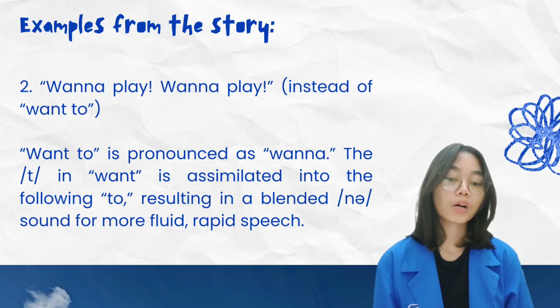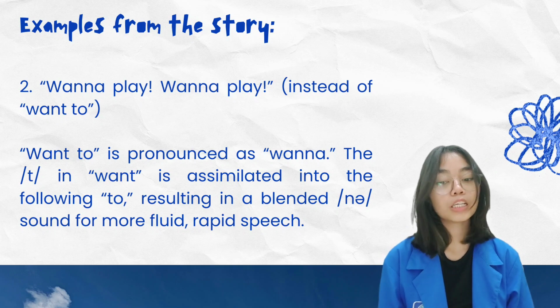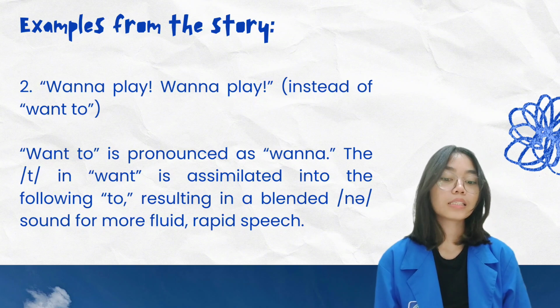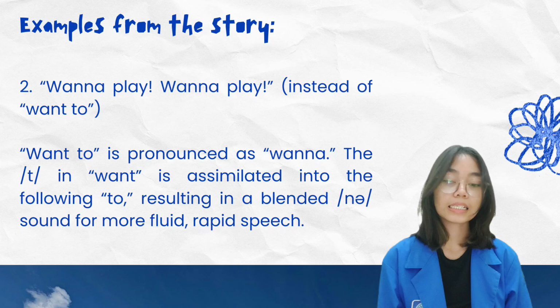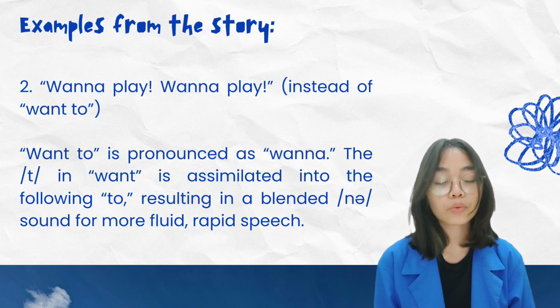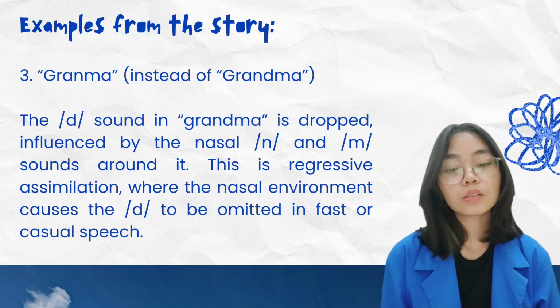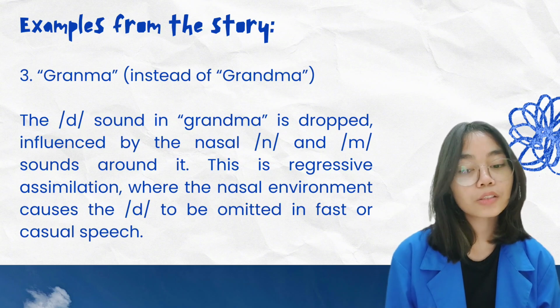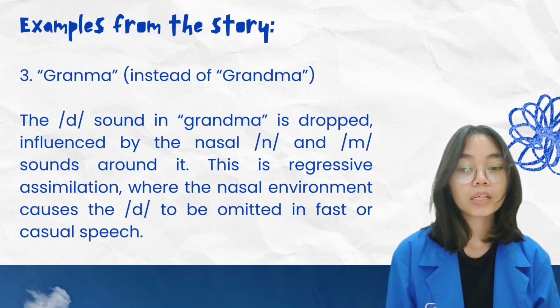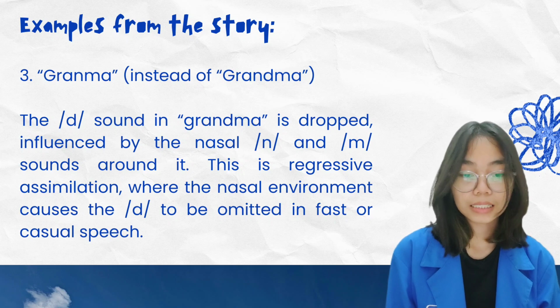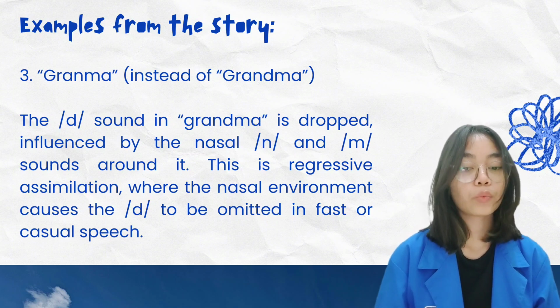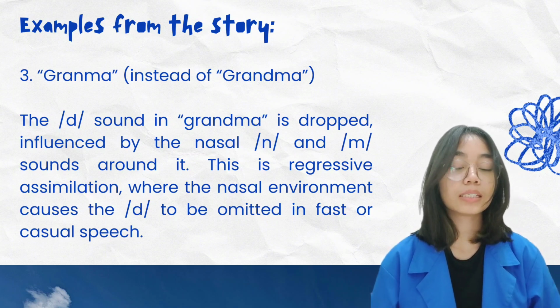Want to is pronounced as wanna. The t in want is assimilated into the following to, resulting in a blended n sound for more fluid, rapid speech. And then grandma instead of grandma, the d sound in grandma is dropped, influenced by the nasal n and m sounds around it. This is regressive assimilation, where the nasal environment causes the d to be omitted in fast or casual speech.